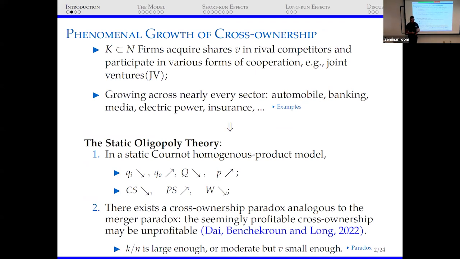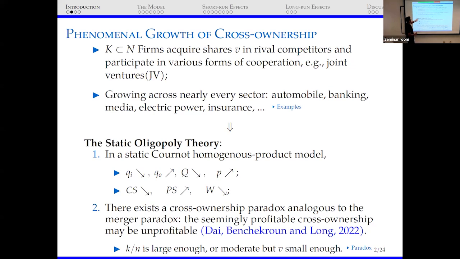Right now in the world, there is a phenomenal growth of cross ownership, which means that we have some firms in a certain sector, not all the firms in the same sector, but a subset of them, that will acquire shares in rival competitors and participate in various forms of cooperation, for example, joint ventures. So K will be the subset of the companies or these shareholders, and N will be the entire set of players. V will be the share that they hold in each other.